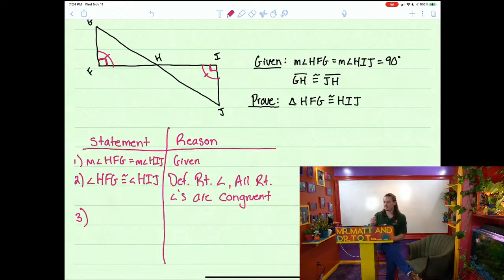So far we have a set of angles proven to be congruent, so I'm going to write an A up there. Now they tell us that side length GH is congruent to side length JH. So GH right here is congruent to JH. And that's given.